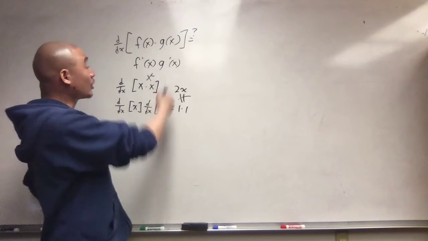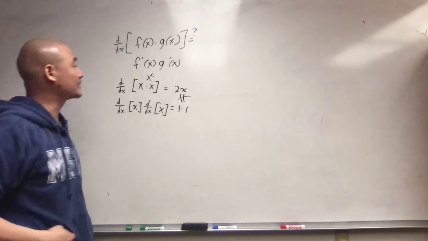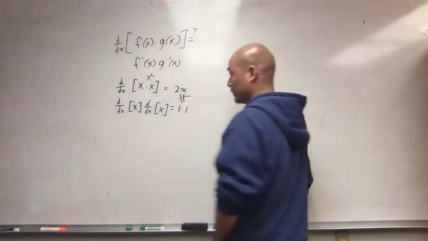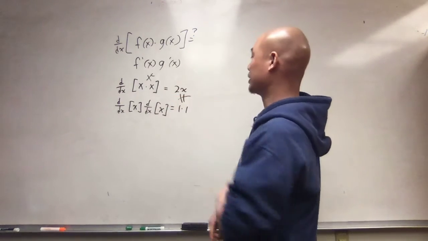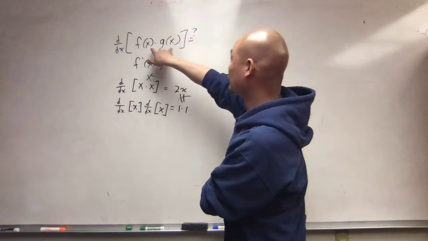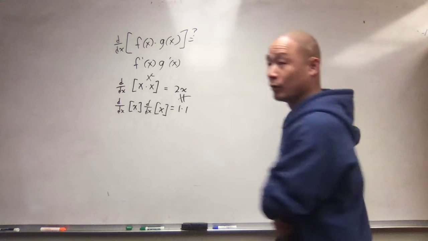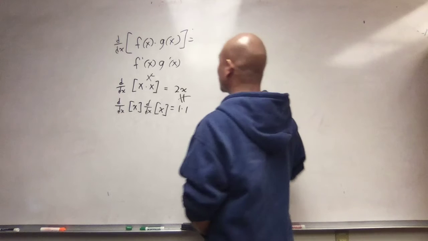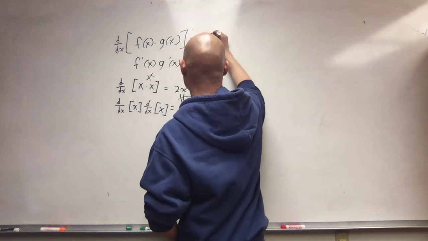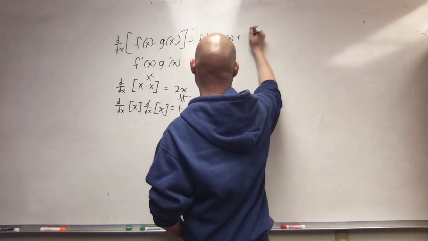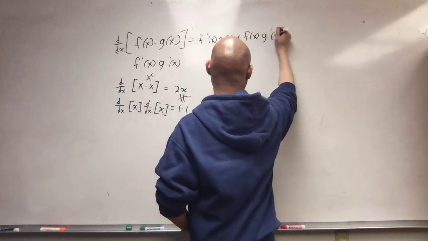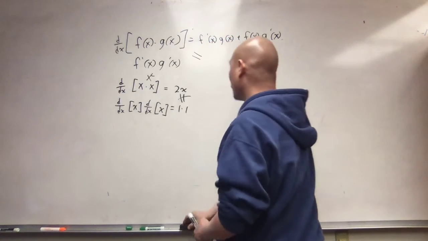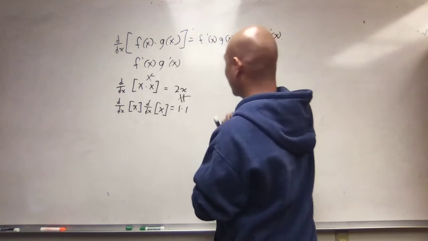Right? So it's not true that the derivative of a product is the product of the derivatives. We're going to have to do a little bit more work than that. So what this thing turns out to be is f prime of x g of x plus f of x g prime of x. And if that doesn't seem so clear, there's a good reason for that.